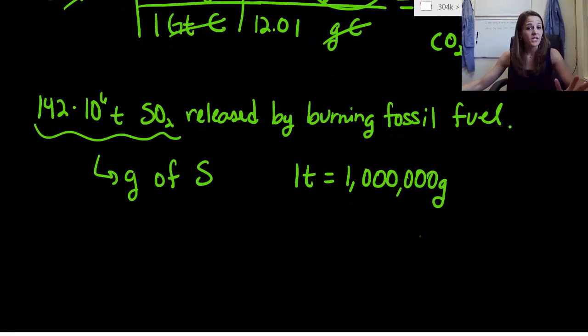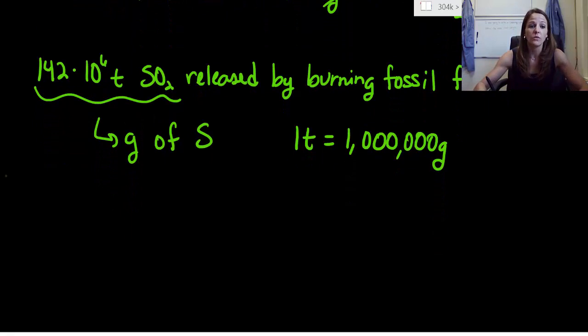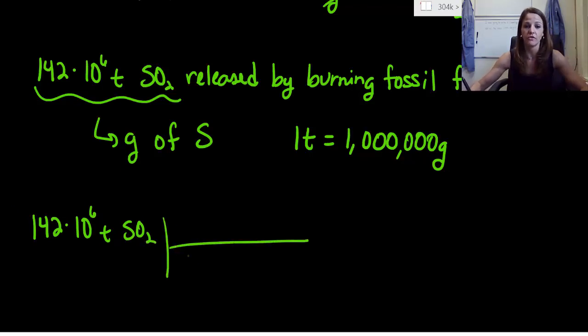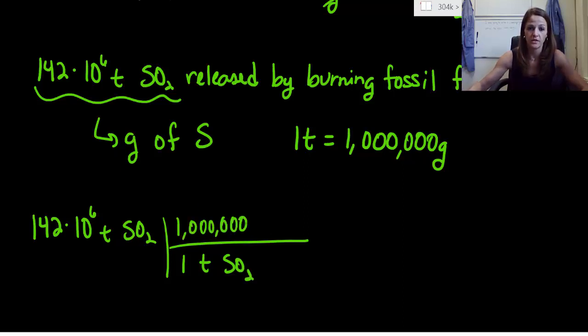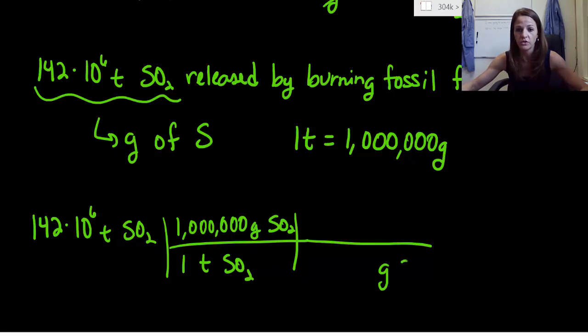All right, did you get an answer? Hopefully you did, but if you didn't, let's work through this together. Always start with what you know. So 142 times 10 to the 6 tons of SO2. We've got to get it out of tons. Tons is an awful unit for us. So 1 ton of SO2 is equal to 1 million grams of SO2. Now we're in grams of SO2, but we're trying to get to grams of sulfur. So grams of SO2 will be on the bottom, grams of sulfur will be on the top.